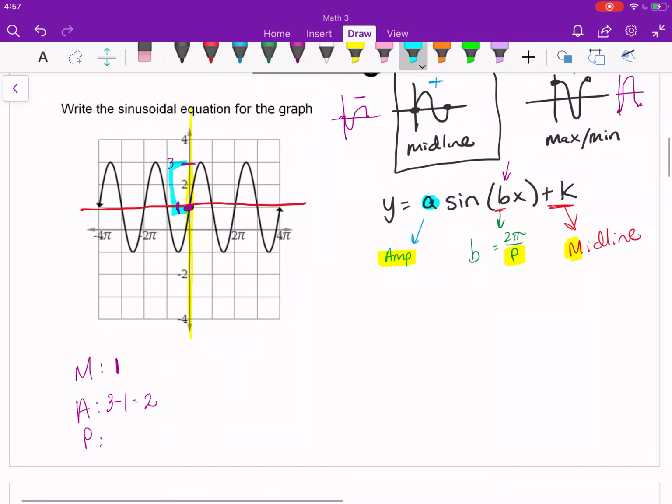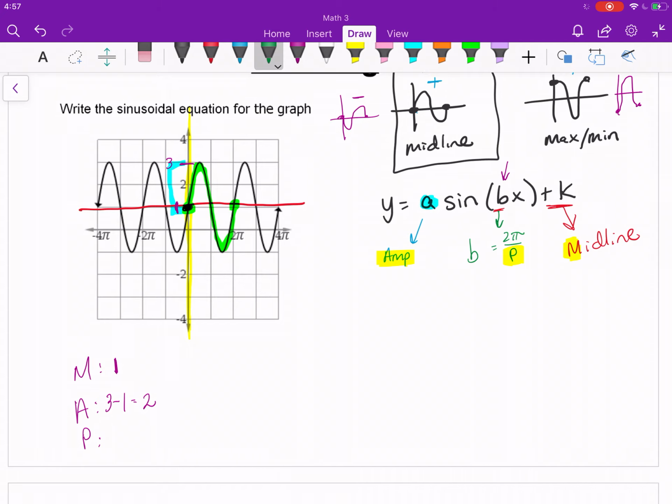Period, this one's probably the hardest for people to figure out, but the easiest way to do that is go to where you start and take note of where a full cycle is. So the sine function right here, this is one full cycle. It has the minimum and the maximum, and it begins and ends in the same spot. If you look, we started at 0, but we're going all the way across to 2 pi. That 2 pi is our period.